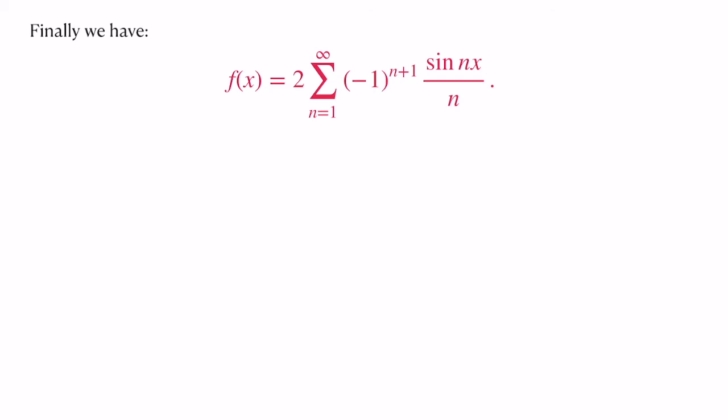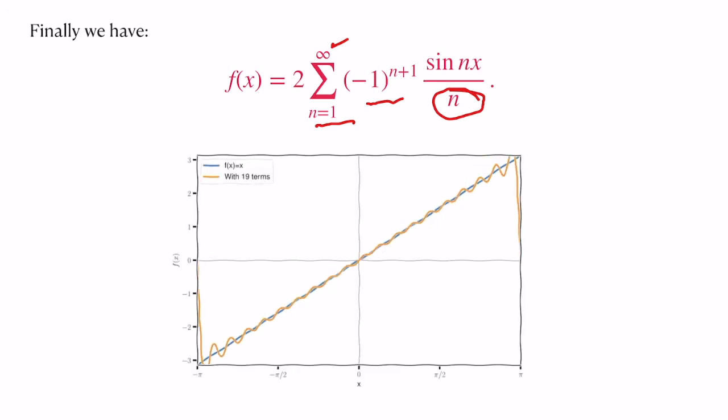f of x is equal to 2, sum n going from 1 to infinity, the coefficient is minus 1 to the power n plus 1, and 1 by n into sine nx. So in this plot you can see again, the first function is going to be sine x, and then it would rapidly match with the straight line.